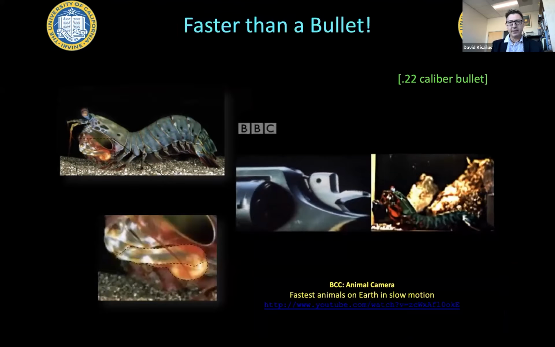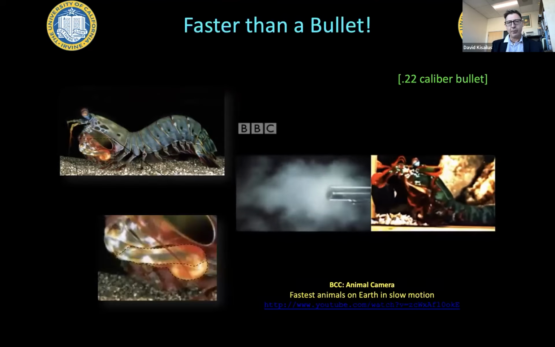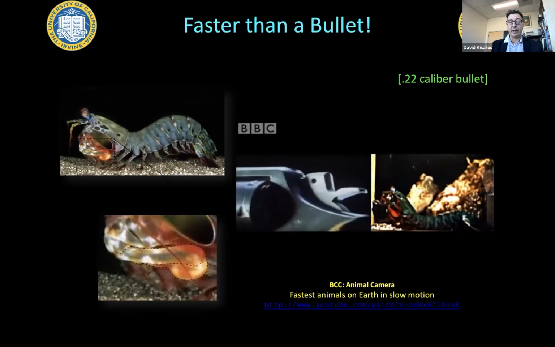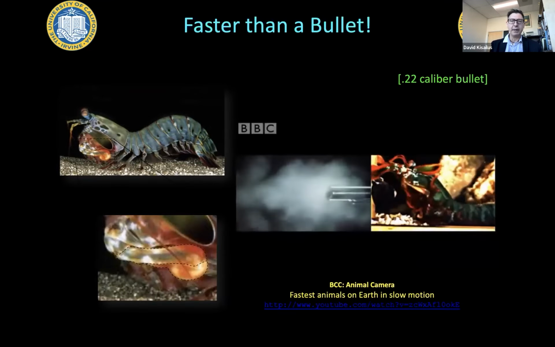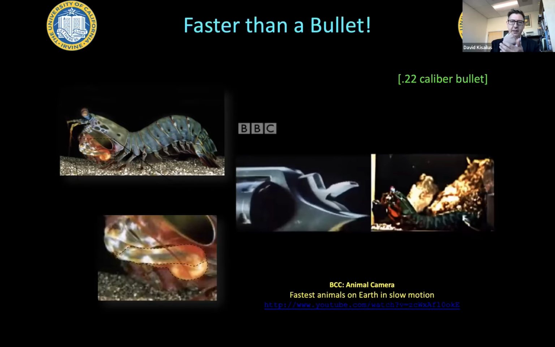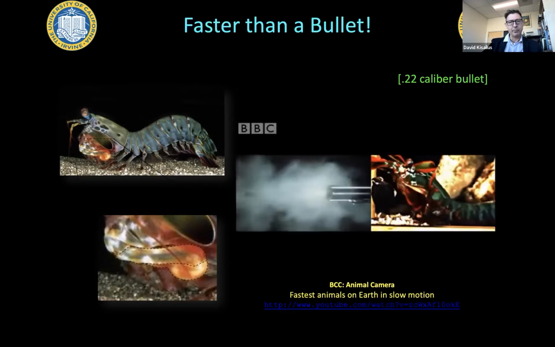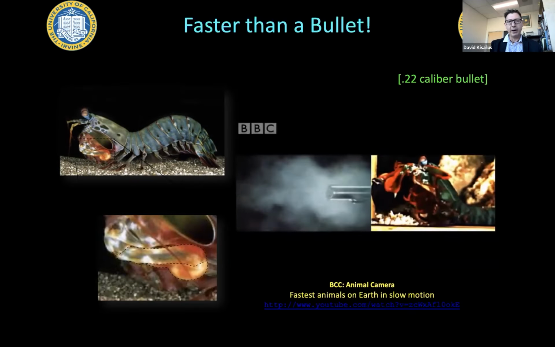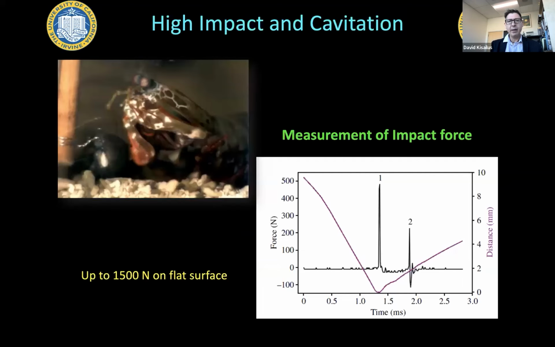And it can do this accelerating underwater faster than a 22 caliber bullet underwater. So these are incredibly fast strikes that this organism can generate so much power and impact its prey. They're only 4 inches long, but it can impact with up to about 300 pounds of force onto its prey. And a collaborator of mine has actually measured how much force was impacted.